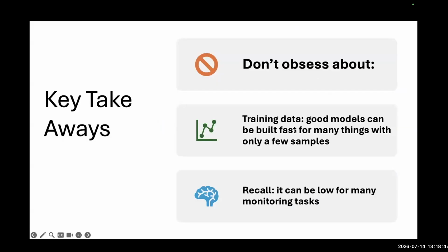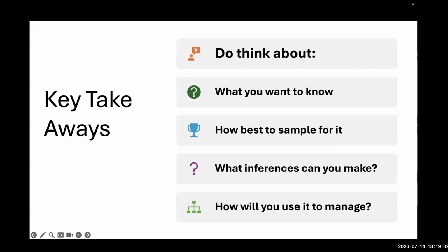The key takeaways from my talk are: don't obsess about having loads and loads of training data. Good models can now be built fast for lots of things using only a few sample calls. Even just one works. And don't obsess about recall because it can be low for lots of the monitoring tasks that we need to do most of the time. But do think about what is it exactly that you want to know and how are you going to best place your recorders, record, do everything else to find that out.